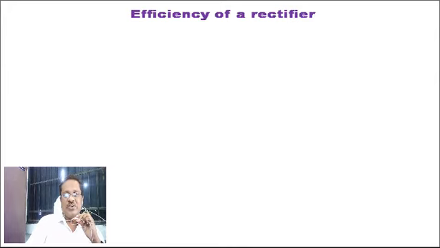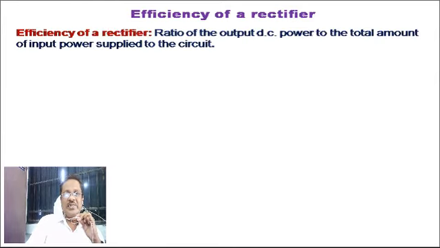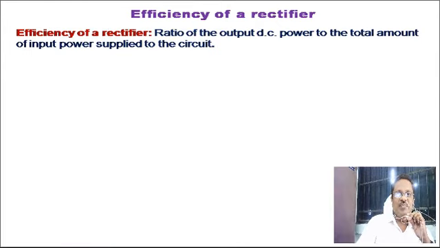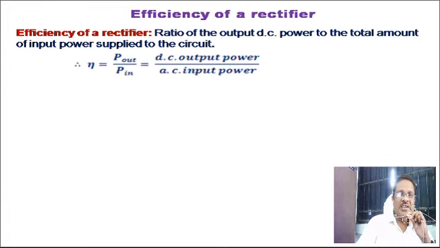Now, efficiency of a rectifier is defined as the ratio of output DC power to the total amount of input power supplied to the circuit. Efficiency is denoted by eta, and therefore eta is output power, denoted by P out, divided by input power, denoted by P in. So P out by P in is equal to DC output power divided by AC input power.